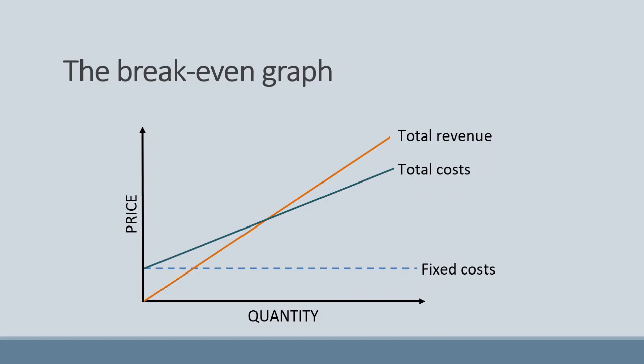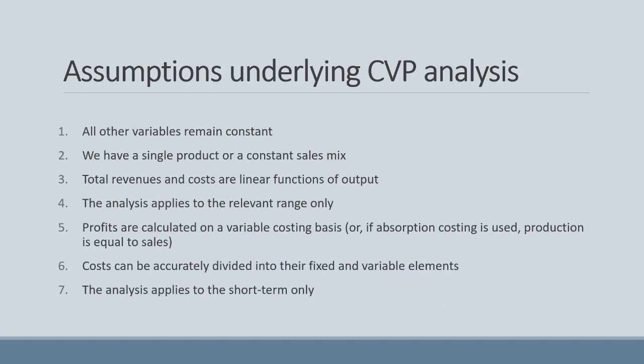The accounting view is very different. The accounting view on screen is very different to the economist's, and that is because we make 7 key assumptions to simplify reality. As we approach deriving the break-even formula, I want to highlight assumption number 5, that profits are calculated on a variable costing basis. Under variable costing, net profit is a function of sales only.